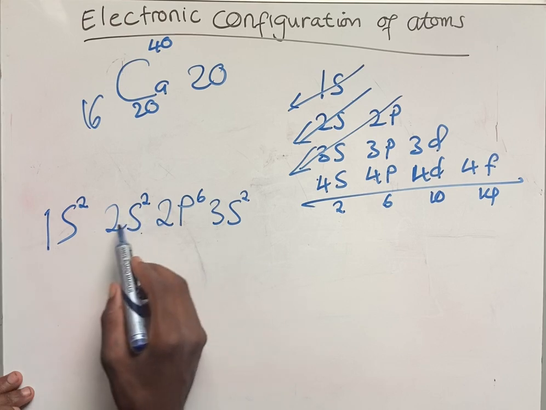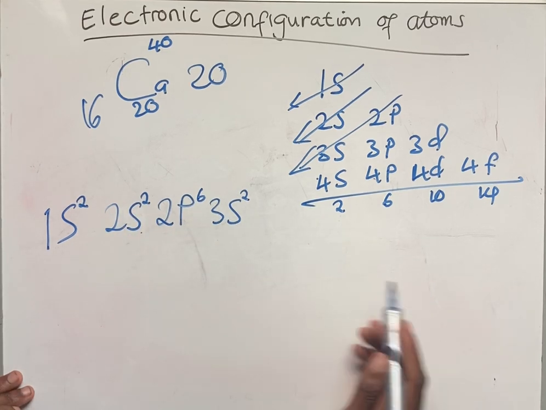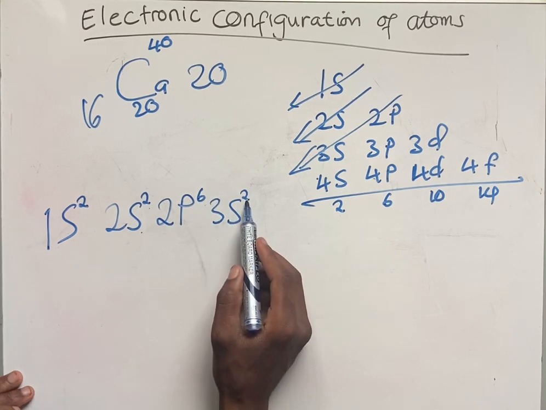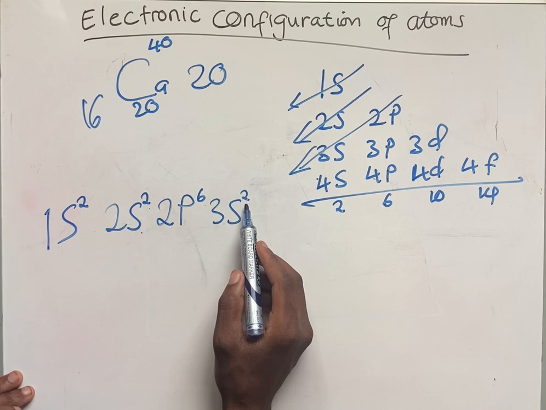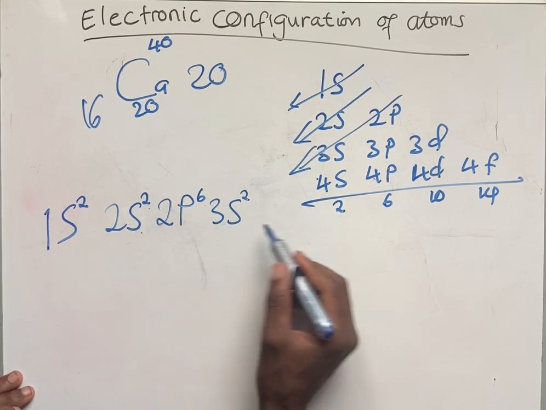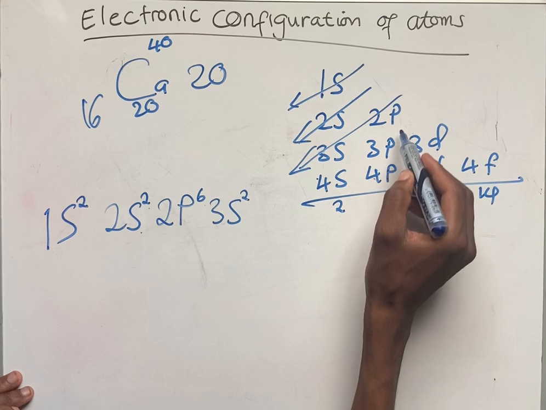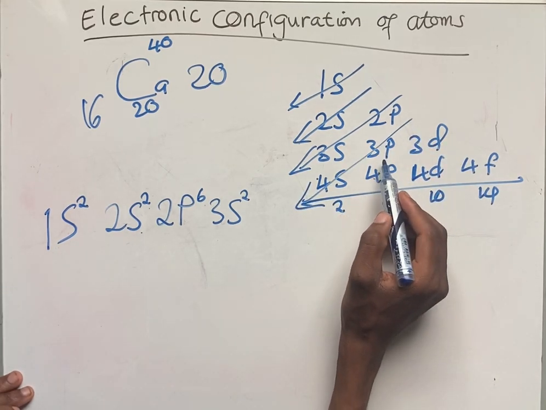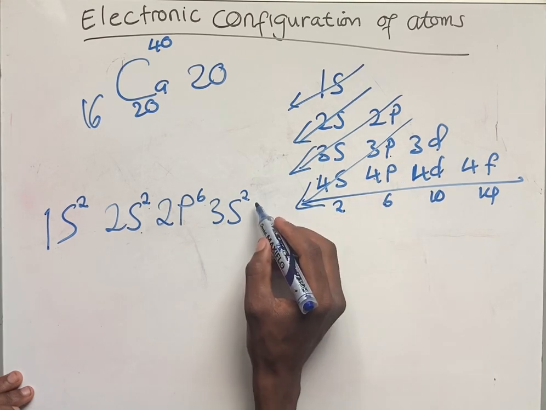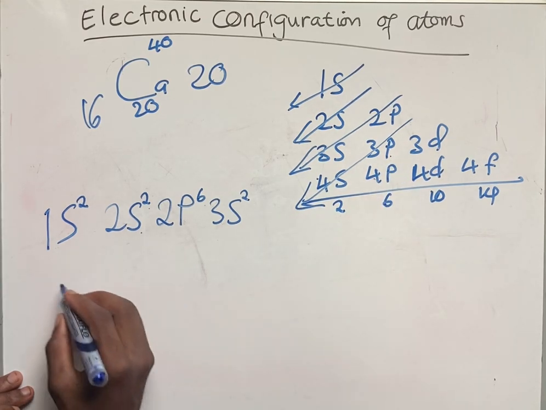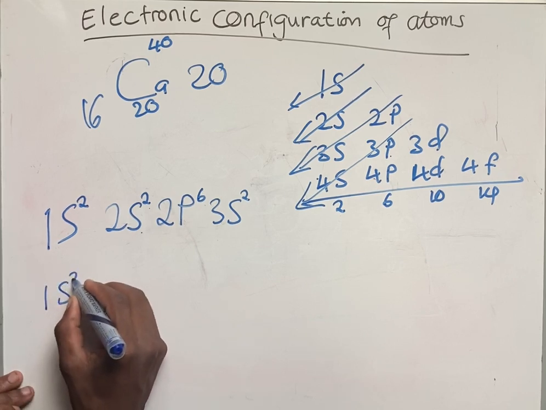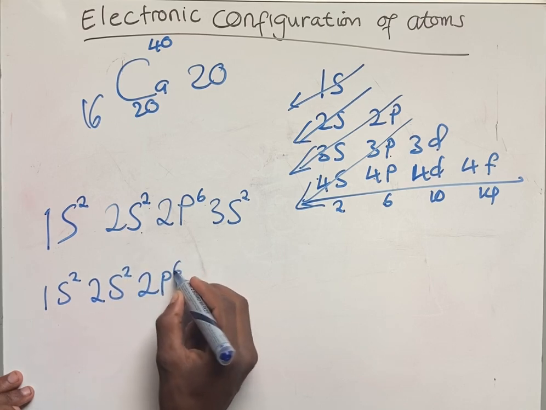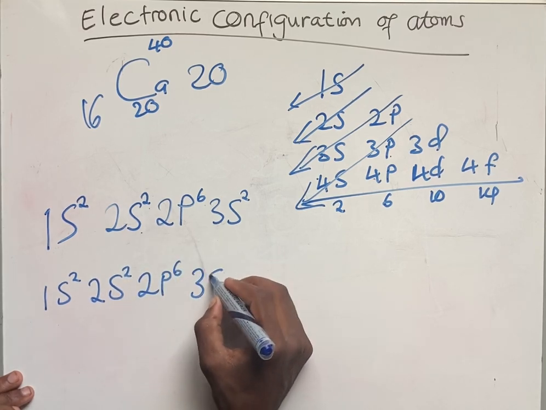You need to be counting the electrons so that you don't miss any. So 2 plus 2 is 4, plus 6 is 10, then plus 2 gives you 12, so we will remain with 8. Now from the 3s orbital, we go to the next part. 3p comes first. Let me write it down here: 1s2, 2s2, 2p6, 3s2.